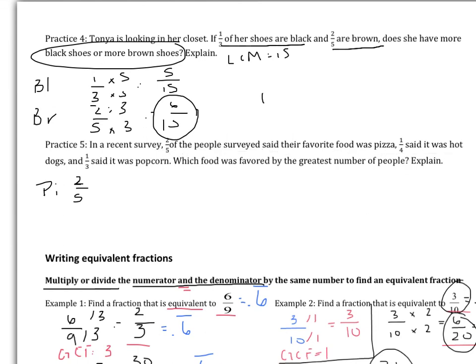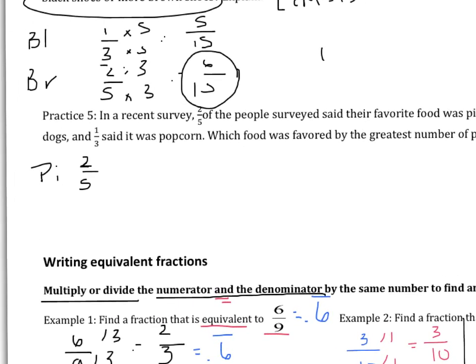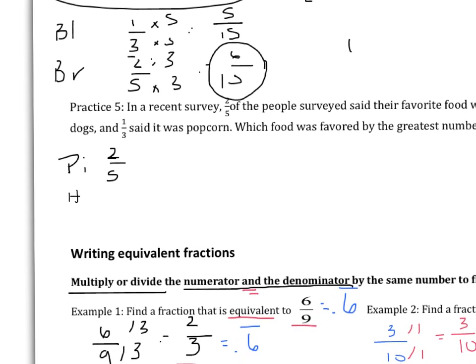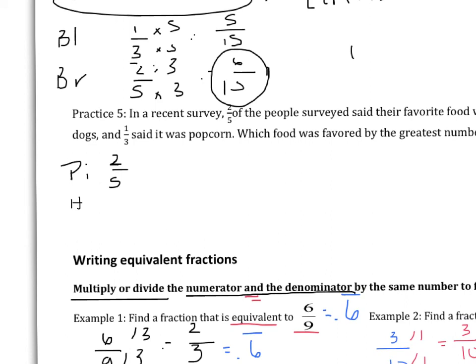We had hot dogs. Okay, and actually I'm going to zoom in a little bit so we have a little bit more room. We had hot dogs. I'm going to put an H for hot dogs, which was 1/4. And then we had popcorn, which was 1/3. Now, we need to find a lowest common denominator or a least common multiple. So go ahead and pause the video and find what the lowest or least common denominator or multiple would be for 5, 4, and 3.